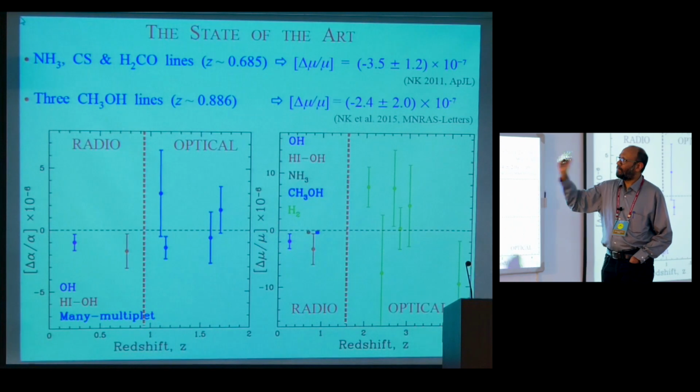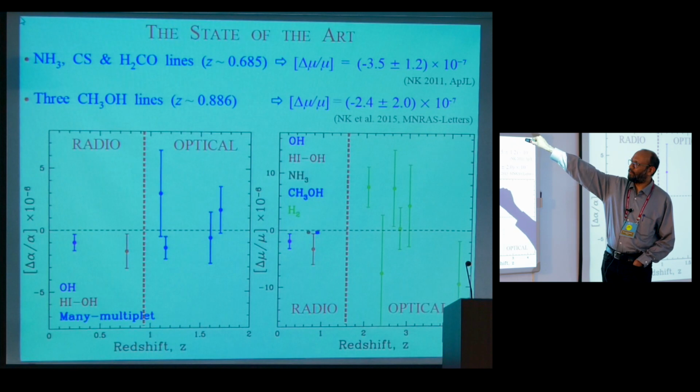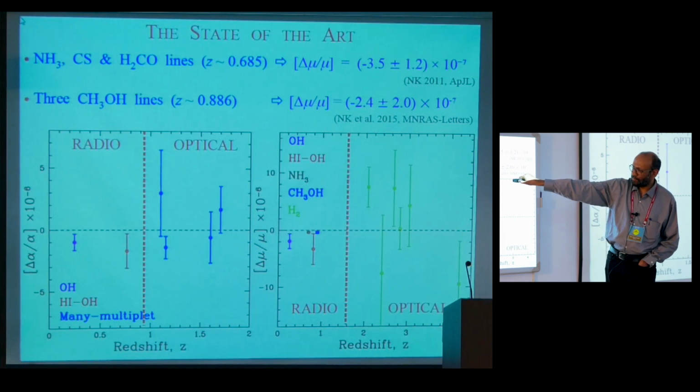This is where we are today. And so these are two other results and changes in mu, which are down by a factor of 10. We are about 10 to the minus 7 in both of these. That's the OH result that I just showed you, and those two are the mu results.